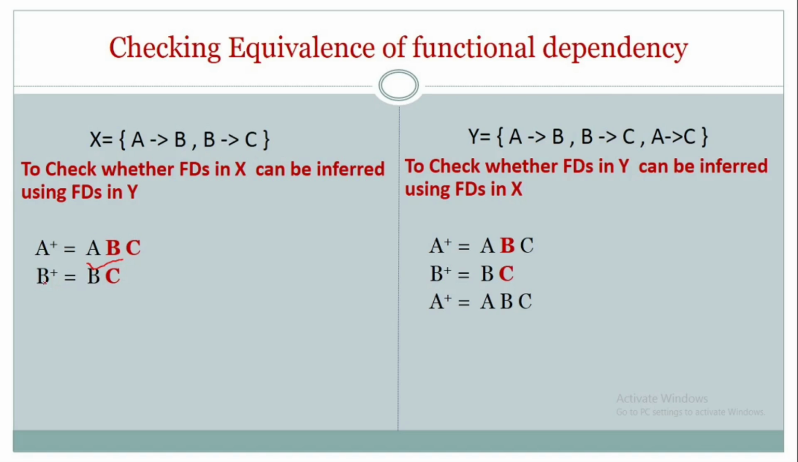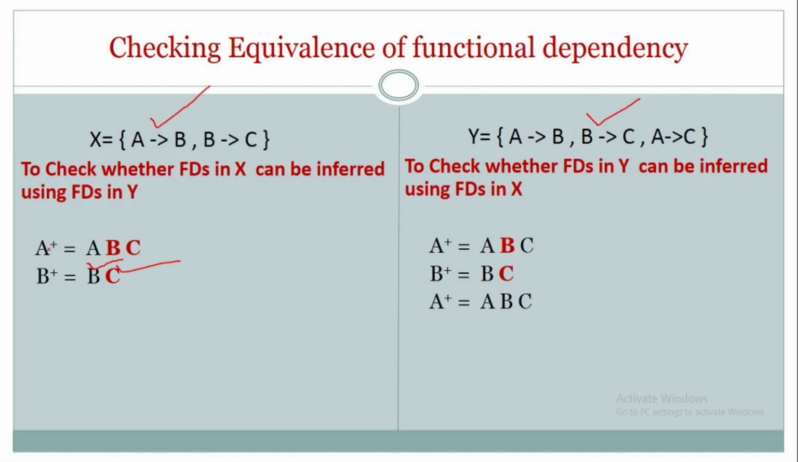Attribute can determine itself. So B determines B, and here we have B determines C. Yes, it will determine B determines C. Okay, so now it's time to check whether functional dependencies in X can be inferred using the functional dependencies of Y. Now let me verify whether these functional dependencies have been inferred.